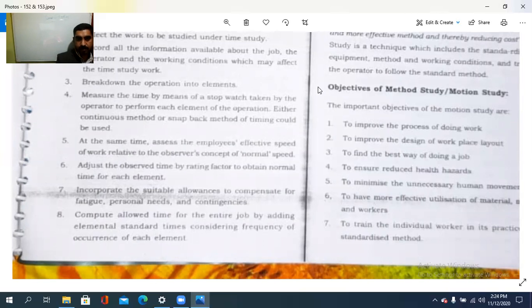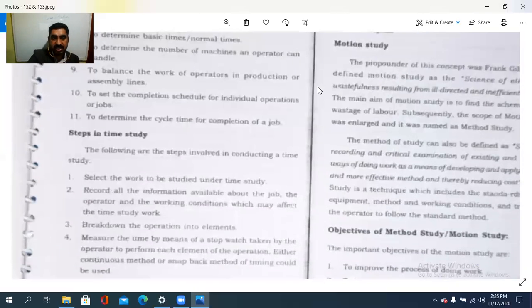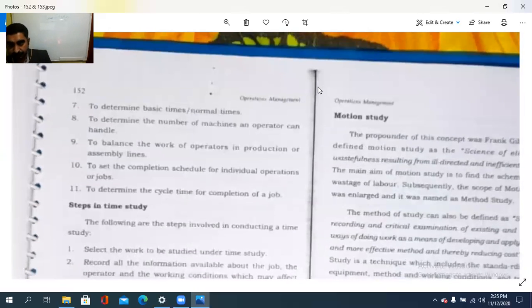Compute the allowed time for the entire job by adding the elemental standard time considering the frequency of occurrences of such elements. എന്തുമാത്രം കണ്ടിന്യൂസ് ആയിട്ട് ഒരേ എലമെന്റ്സ് തന്നെ വന്നിരിക്കുന്നു എന്നുള്ളത് നമുക്ക് കണ്ടുപിടിക്കാൻ പറ്റും. അതാണ് ടൈം സ്റ്റഡി, measuring the time. So this is the time study, its objectives and steps.